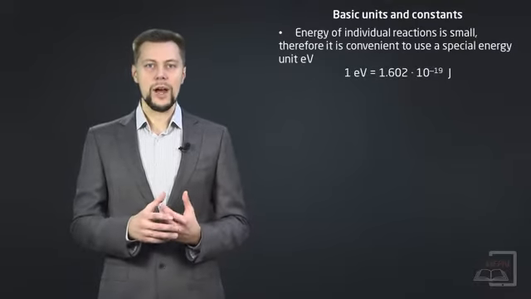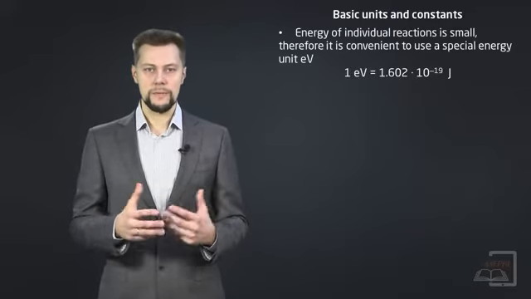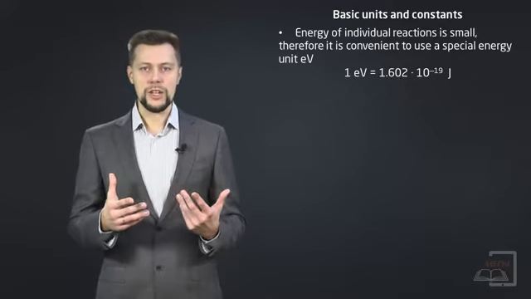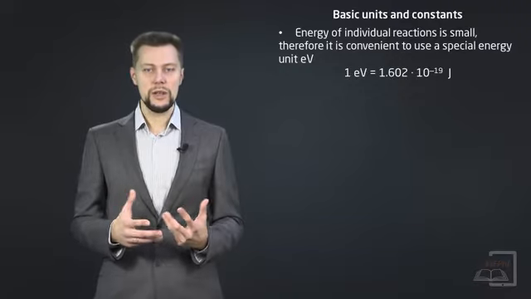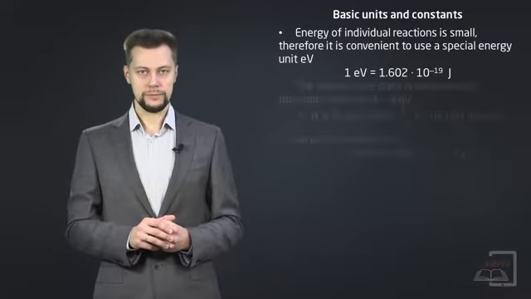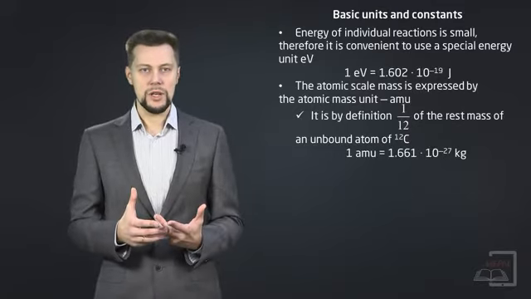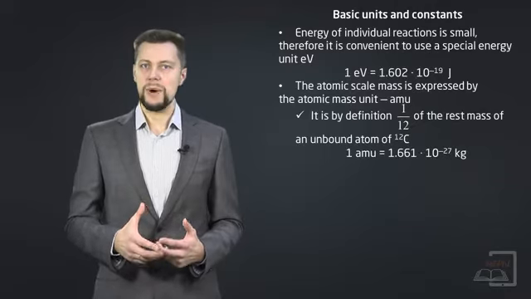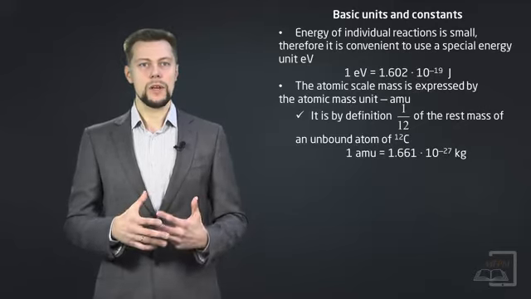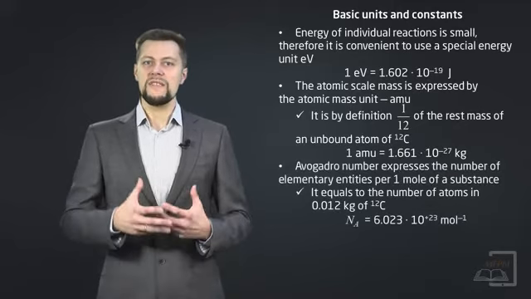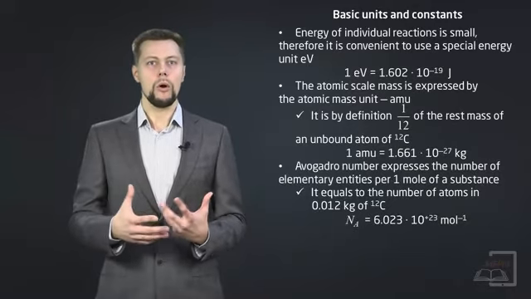Nuclear physics required for nuclear reactors operates mostly with nuclei and neutrons. The energy of an individual reaction is small, therefore it's convenient to use a special energy unit, the electron volt. Mass on the atomic scale is expressed by the atomic mass unit, mu. It's by definition 1/12 of the rest mass of an unbound atom of carbon-12. The Avogadro number expresses the number of elementary entities per 1 mole of the substance.